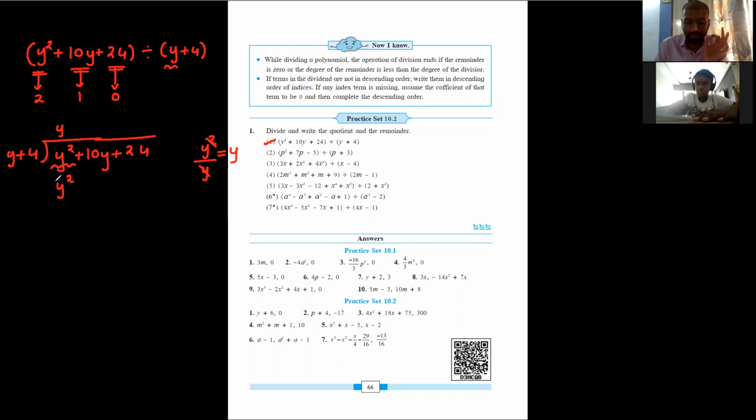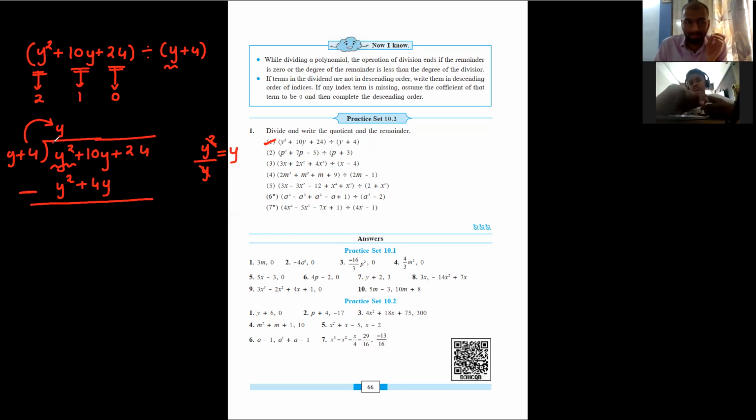And you have to do one more step. You have to also multiply this 4 with y. So 4 into y will be 4y. So you have to pay attention over here. You have to also multiply with the 4. Next step is you will subtract.